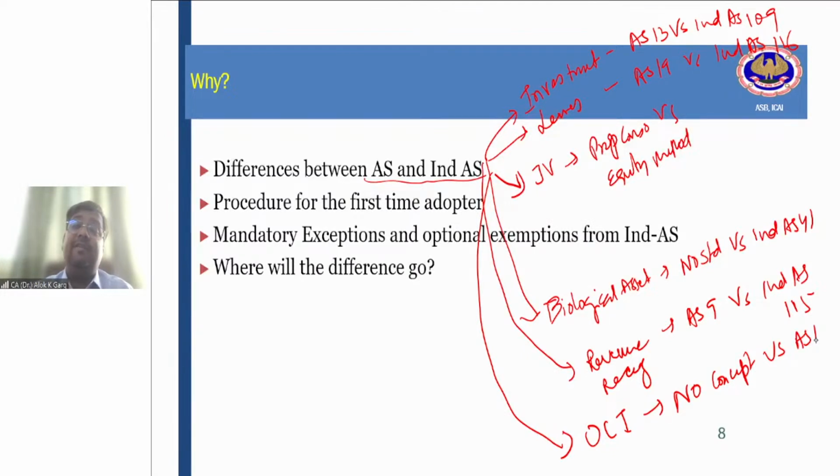So suddenly their reserves have shot up. The reserves have been increased. How have their reserves been increased? Because the accounting entry was passed, which was biological asset account debit to reserves account, to retained earnings account, right?